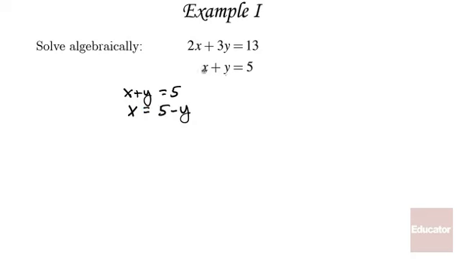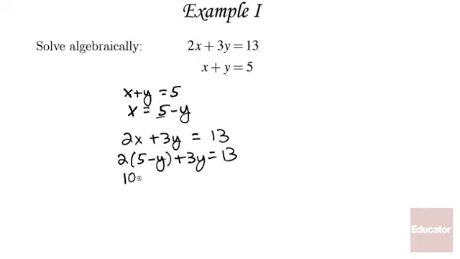Now, I've solved for x in terms of y, and now I'm going to substitute this value into the other equation, 2x plus 3y equals 13. So I'm going to substitute this expression for x. So 2 times (5 minus y) plus 3y equals 13, or 10 minus 2y plus 3y equals 13. This is 10 plus y equals 13. Then subtract 10 from both sides to get y equals 3.